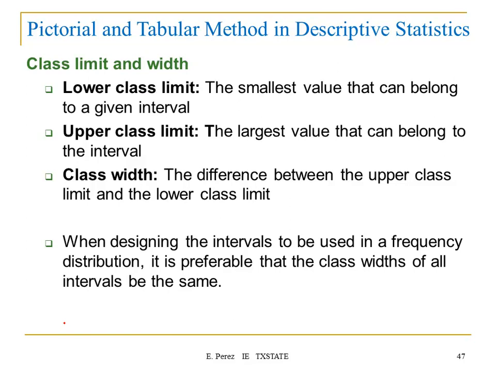This is a little more about class limit and width. The lower class limit is the smallest value that can belong to a given interval. The upper class limit is the largest value that can belong to an interval. And the class width is the difference between the upper class limit and the lower class limit. When designing the intervals for a frequency distribution, it is preferable that the class widths are the same. So you want to use the same size of intervals for your frequency distribution.